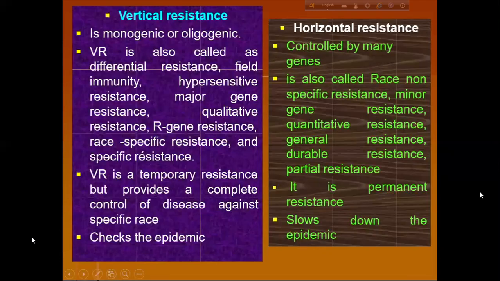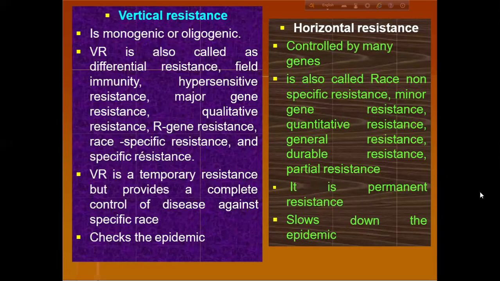Then let's see the differences between vertical resistance and horizontal resistance. Sometimes we ask you in the viva voce or in the exam, what are the differences between vertical resistance and horizontal resistance? By this time, you already know some differences. That is, one is monogenic or oligogenic. Another one is polygenic, or controlled by many genes, horizontal resistance.